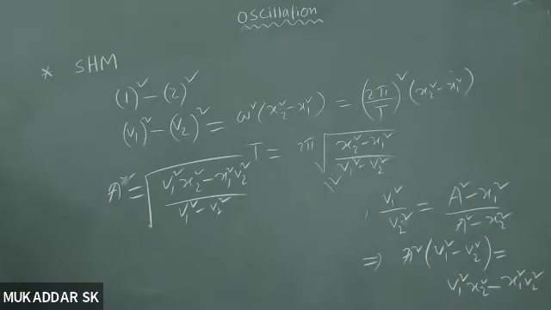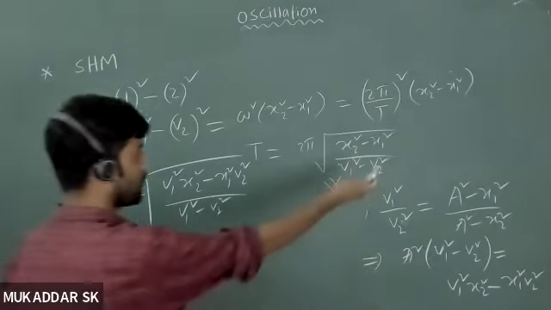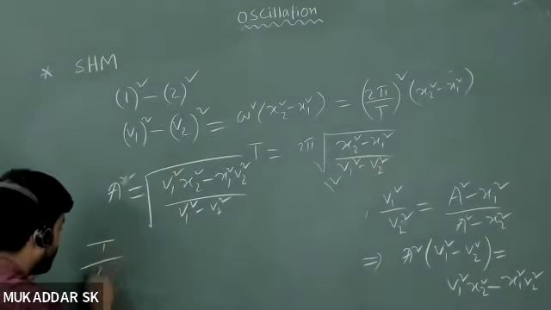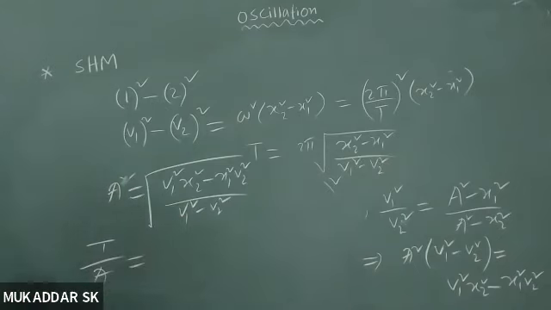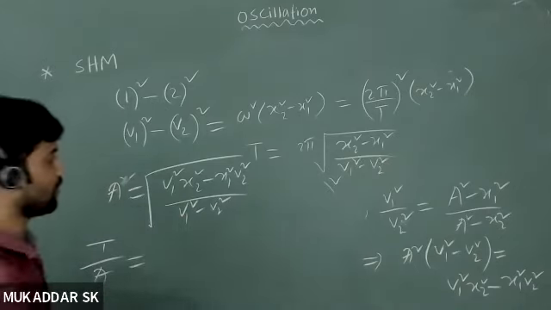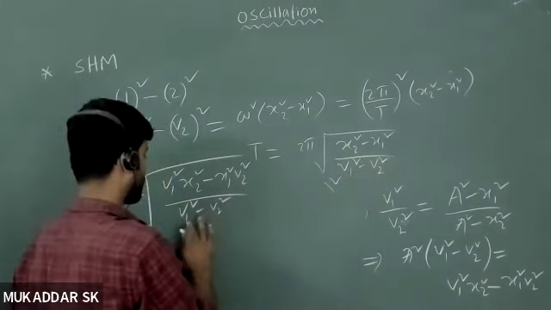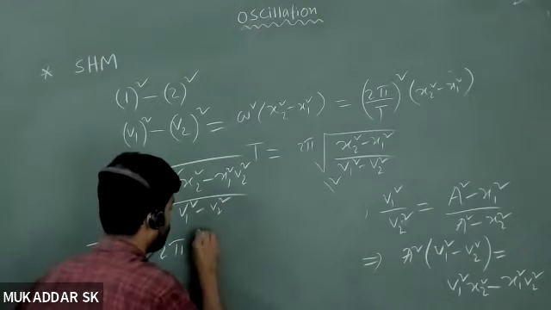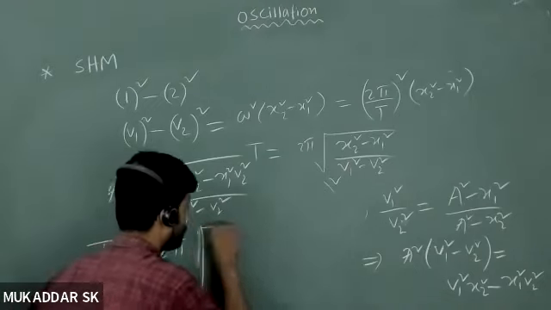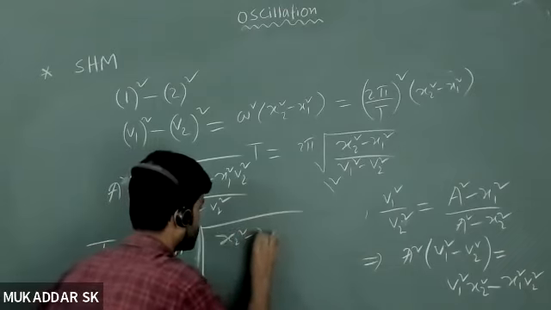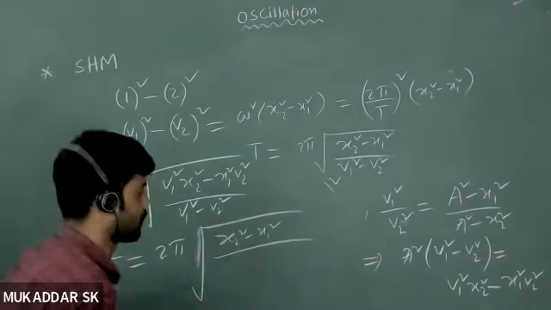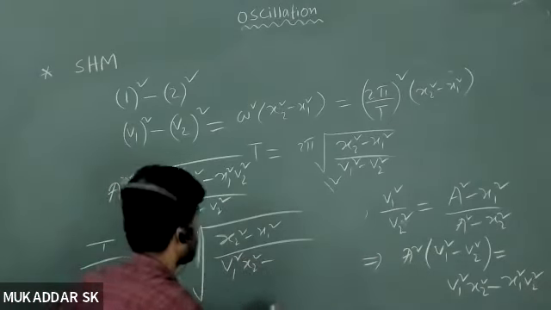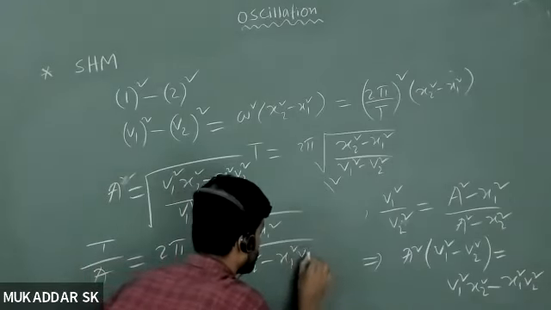Okay. So this is your time period and this is your amplitude. Now if you do T by A, you see which term will be cancelled? This v1 square minus v2 square will be cancelled with this, and you will basically get 2 pi into square root of x2 square minus x1 square divided by v1 square x2 square minus x1 square v2 square.